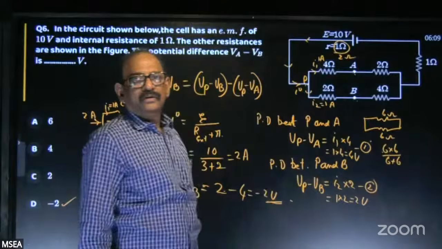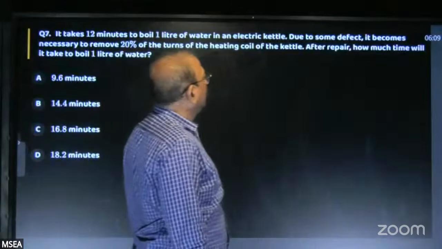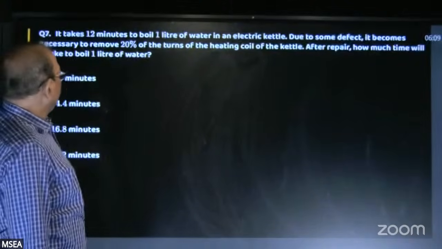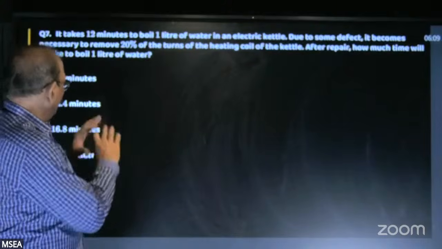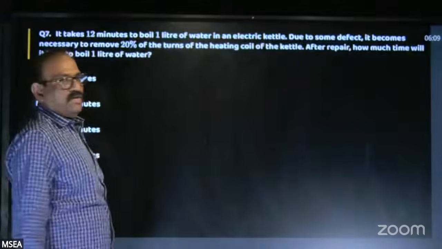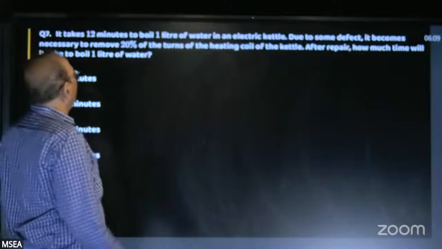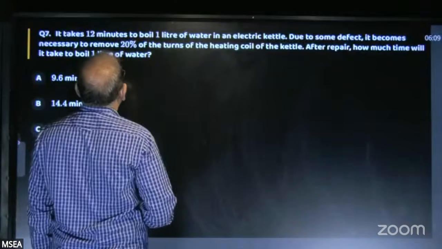Finish. Going to next. Yes, this is very important. Almost all models till now we covered. Now this is electric power, the last model. Important models.